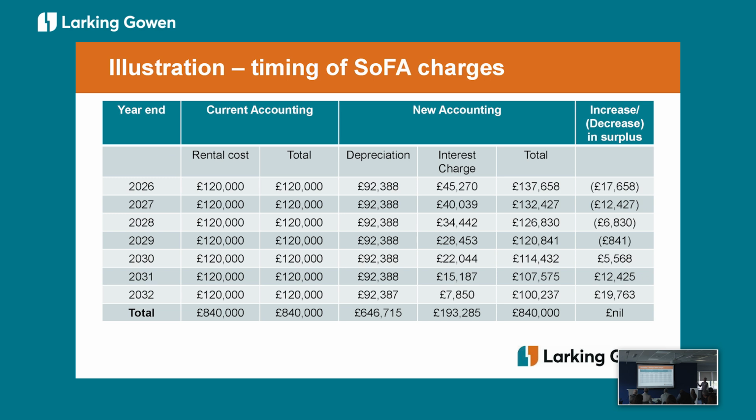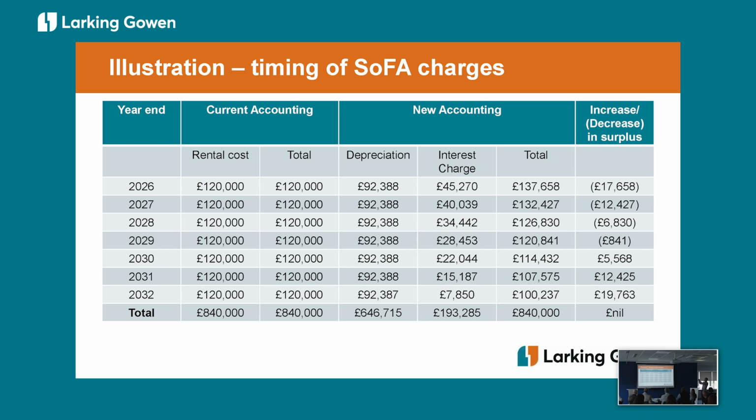We then also calculate an interest charge. So you're going to end up with a finance charge going through your SOFR, and that's calculated by multiplying the liability sitting in your balance sheet by that 7%. If you took 646,000 times 7%, you'd have that £45,000 interest charge. We'll have an interest charge going through every year. It's reducing because the liability is reducing each year.